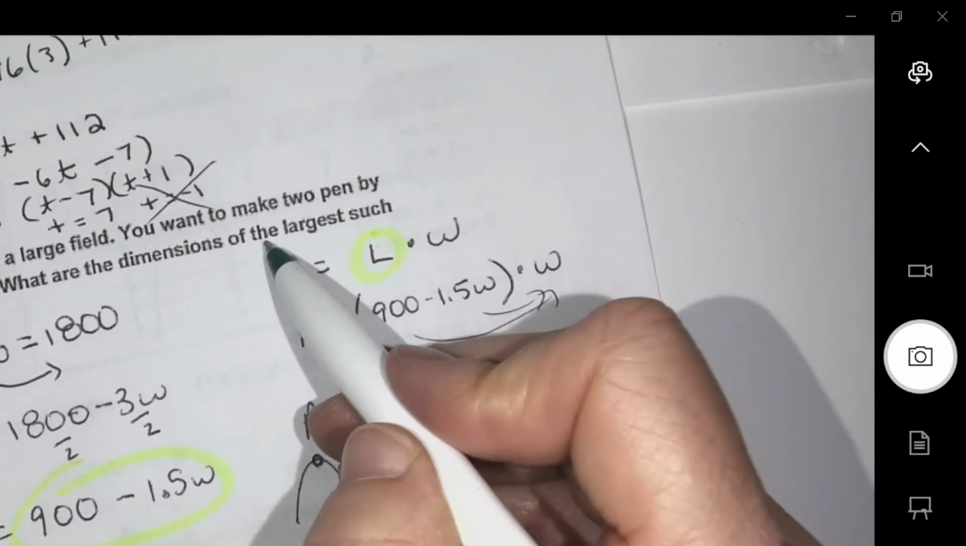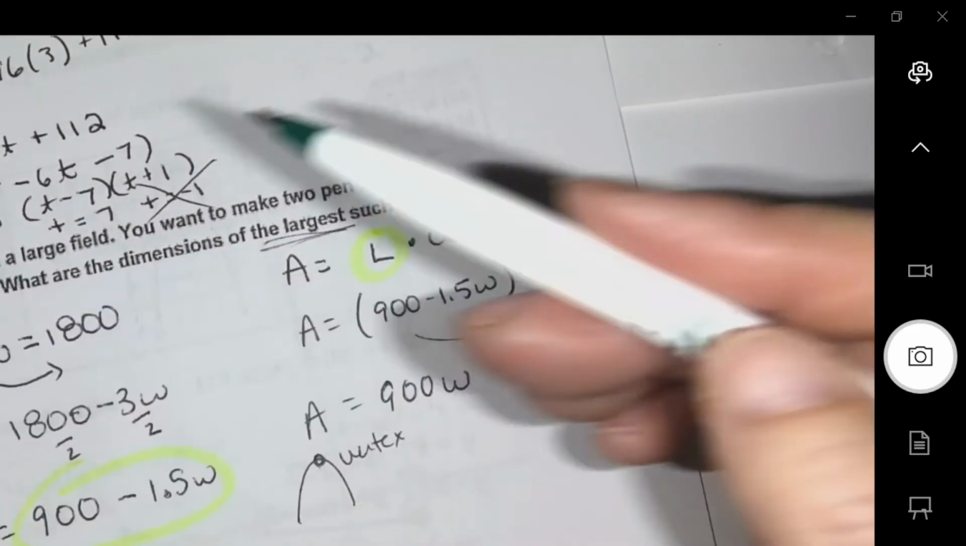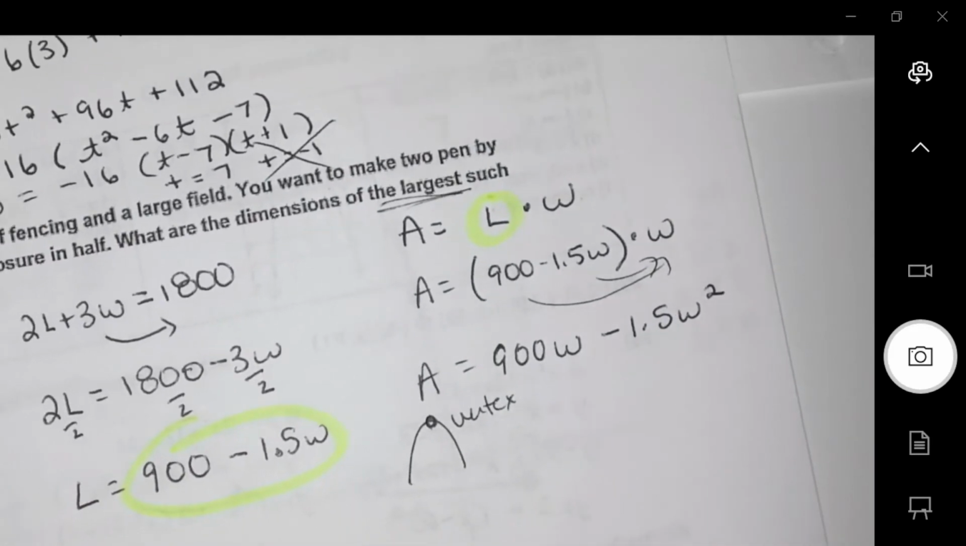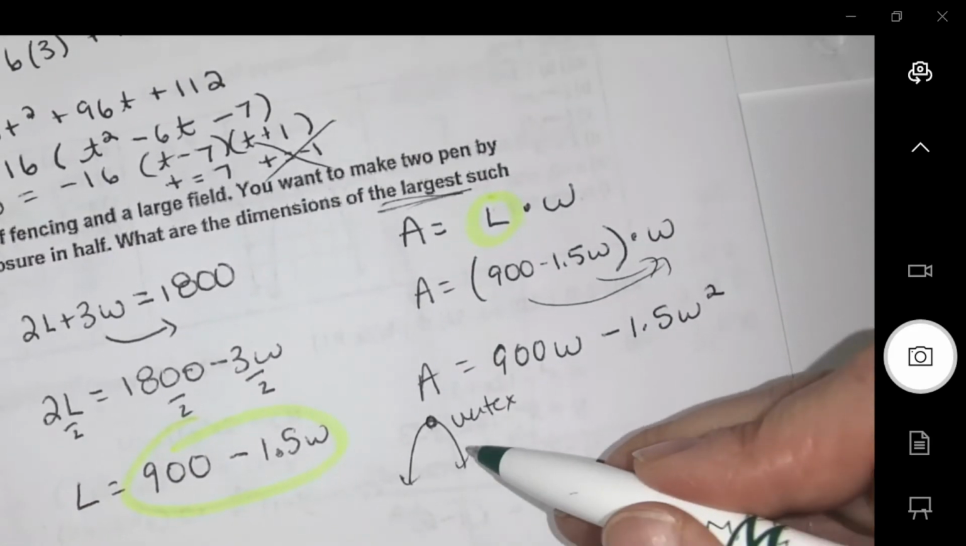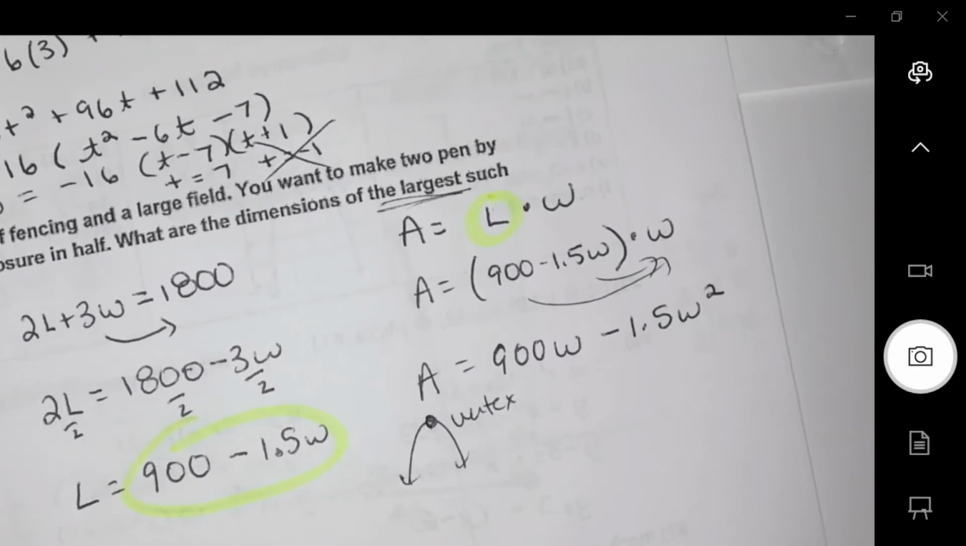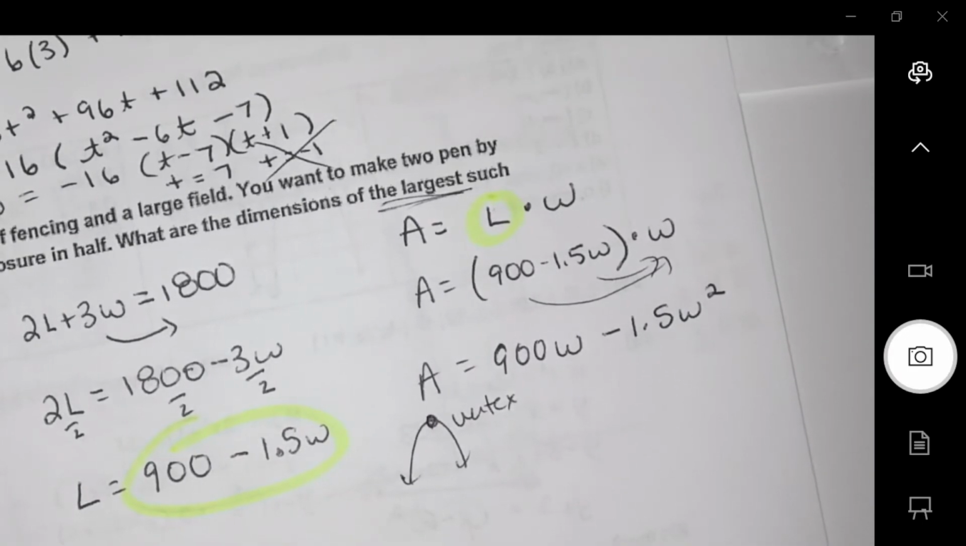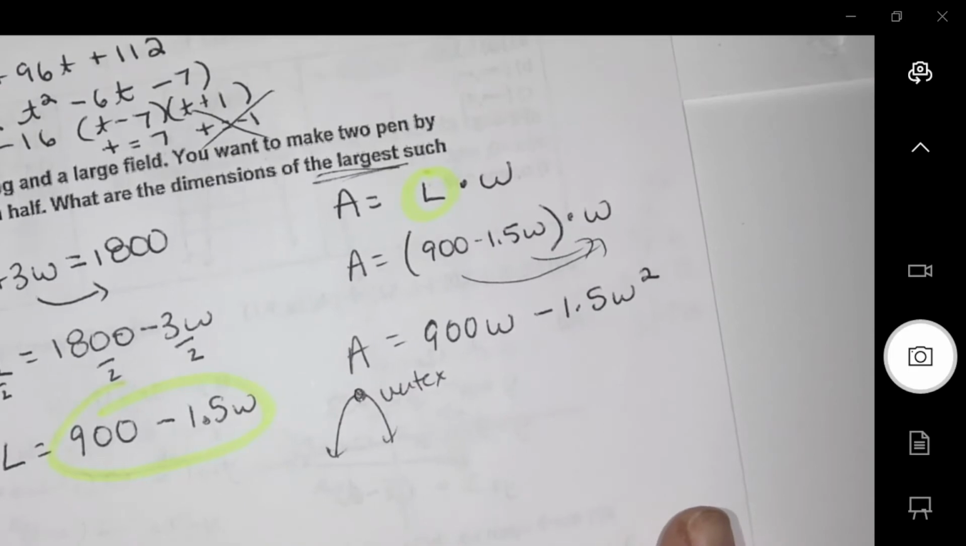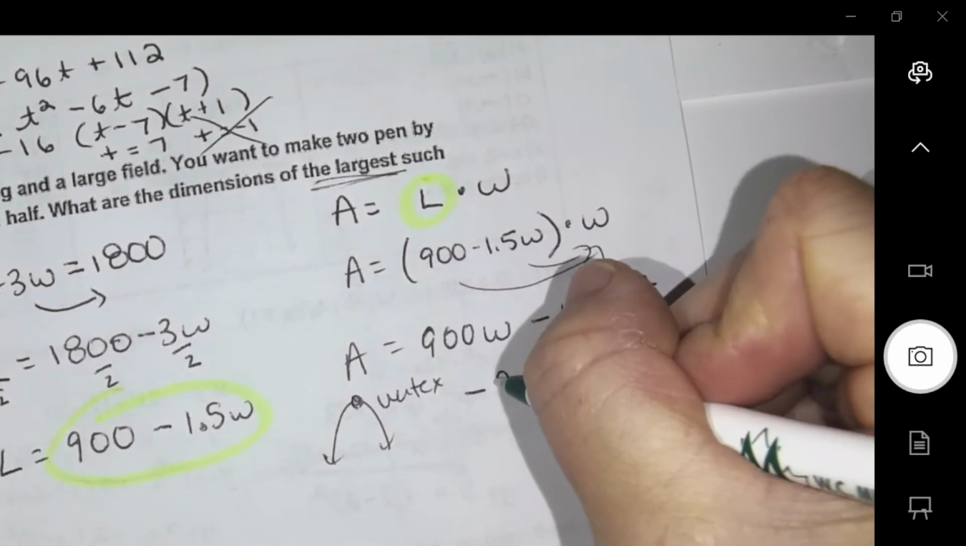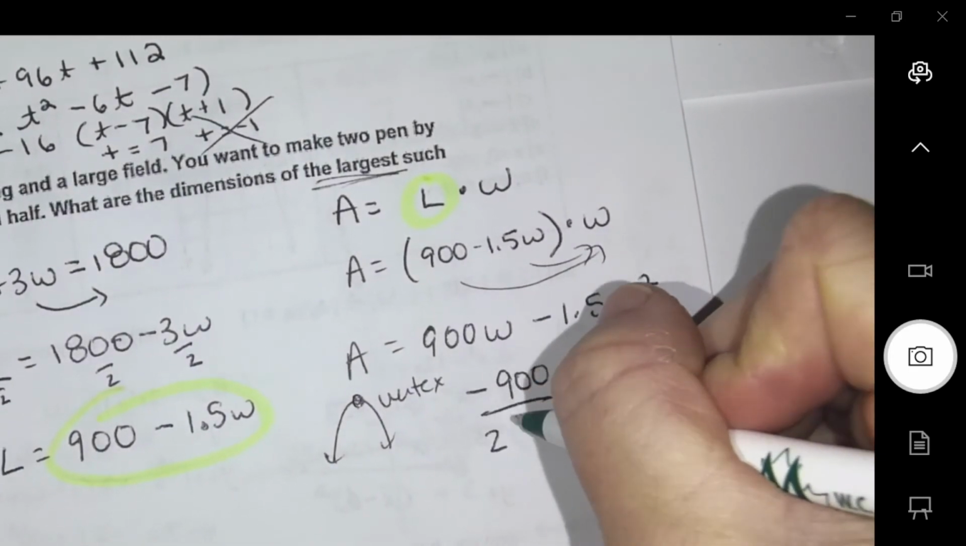Because I'm trying to find the largest enclosure I could possibly get. So therefore, I'm trying to figure out where I am with the max. I don't want a y-intercept or an x-intercept. I'm trying to find the max. Okay, so negative b over 2a.